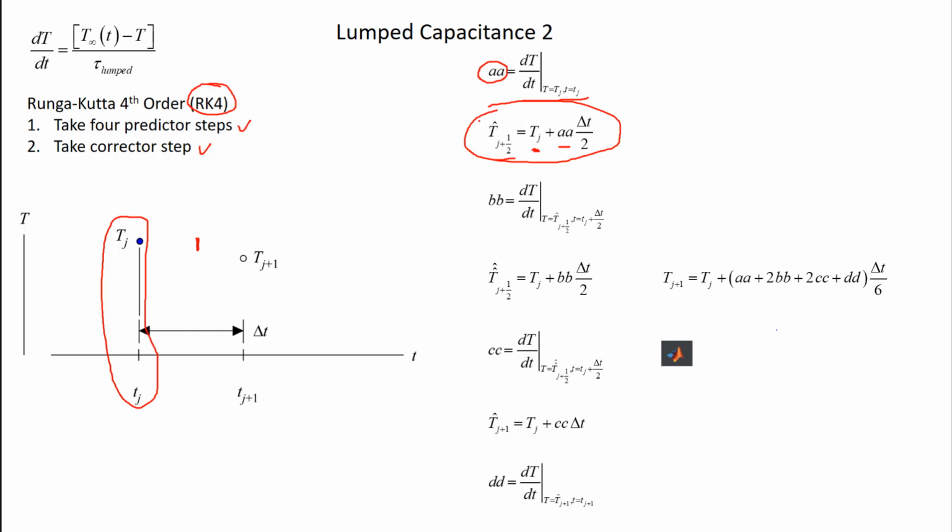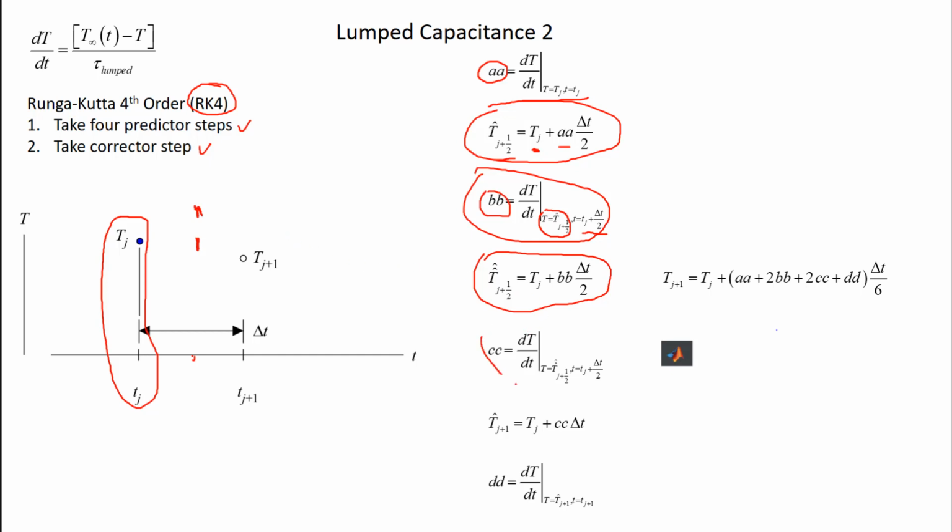And then I use this temperature here to calculate BB, so that's a new estimate of d temperature d time. I'm using T hat at j plus a half, and if there's anything that depends on time, I would use the middle of the time step time too. And then I use this estimate to recalculate the temperature at the midway point of the time step. I'm using 2 little squiggles on top of this to indicate that it's different than this one, but it's just Tj plus BB times delta t over 2. So now I have another estimate of the temperature at the middle of the time step.